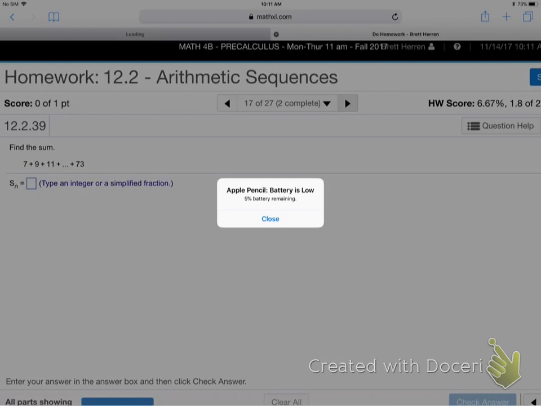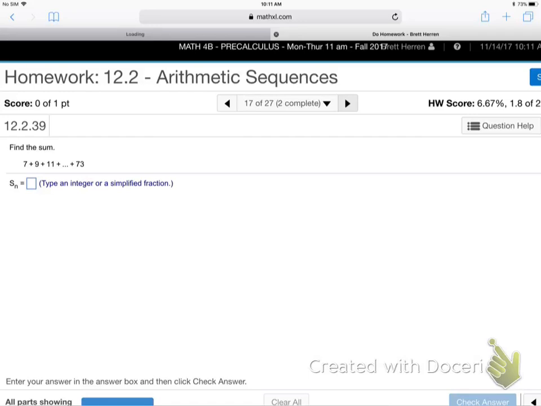Oh, it gave me a pencil low, and then you have to charge the pencil. I do. It's really easy.